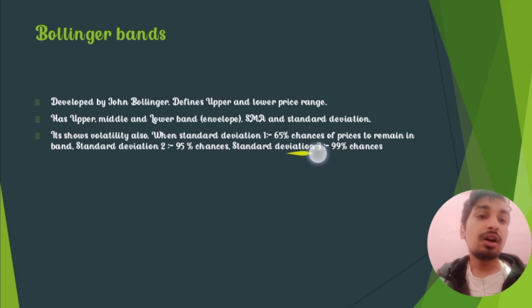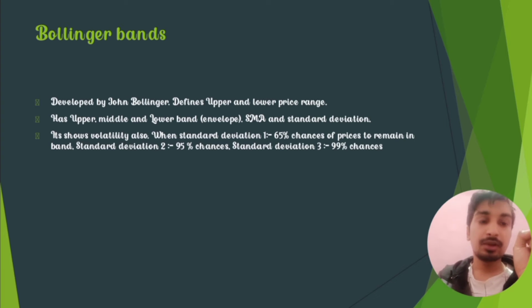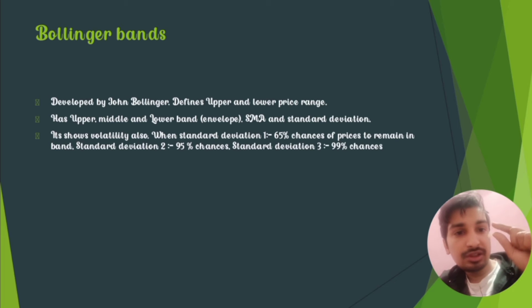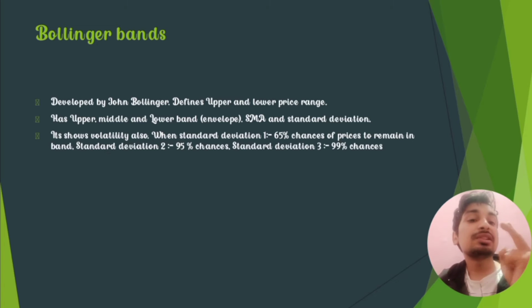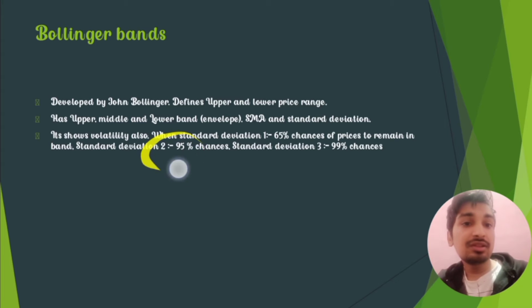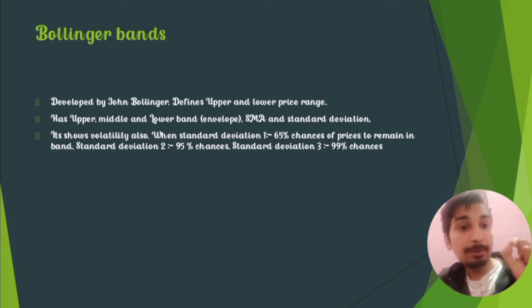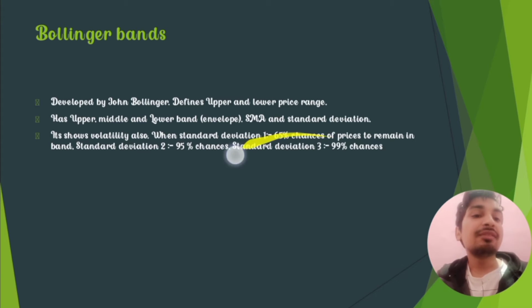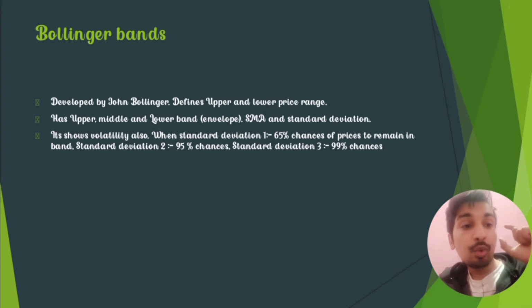For example, if you keep the standard deviation as 1 for a Bollinger Band, you have to set the standard deviation. If it is 1, then the bands will be closer, and there is a 65% chance for the price to remain in the band. If you keep the standard deviation as 2, the band will go away, so it will be thicker, and there is a 95% chance for your price to remain in the band. And if the standard deviation is 3, there is a 99% chance that your price will be only within the band. It cannot go away from the band.